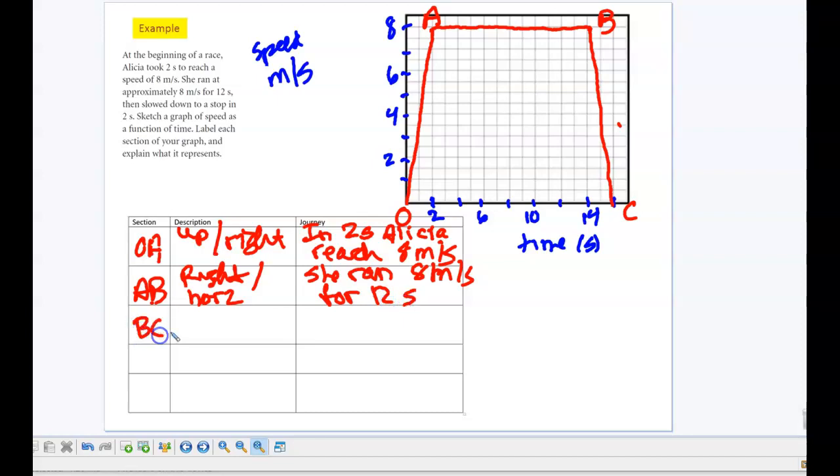And from B to C, the graph is down to the right. And she slowed to 0 meters per second in 2 seconds.